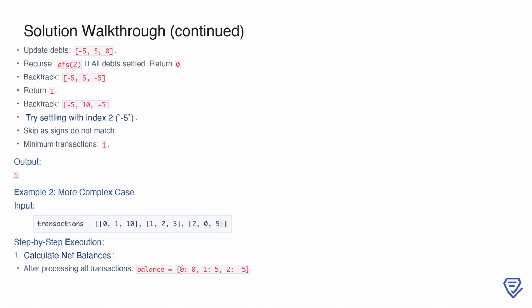We backtrack to explore other possible settlement paths, but ultimately, the minimum number of transactions required to settle all debts in this case is determined to be 1. For the output, we return 1.